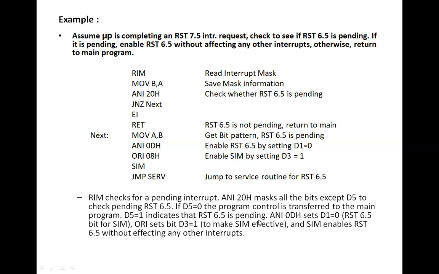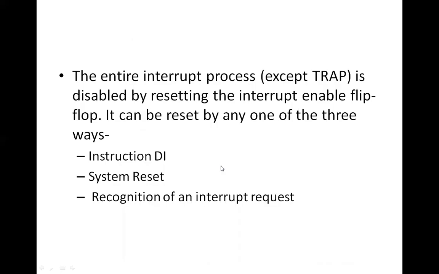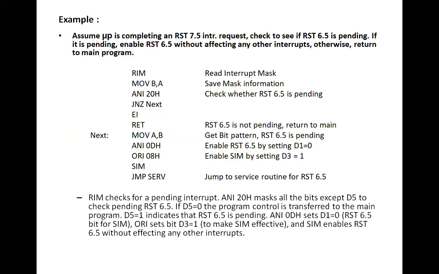And if D5 is 1, it indicates that RST 6.5 is pending. So if RST 6.5 is pending, we do an AND operation with 0D. Whenever we do an AND operation with 0D, it means we want to set D1 equal to 0. Let us go and check. We want to set this D1 to be equal to 0. So it means 1, 1, 1, and this should be 0. So 8, 4, 12, and 1 makes 13. 13 means D. That is why we are doing the ANI instruction with 0D.